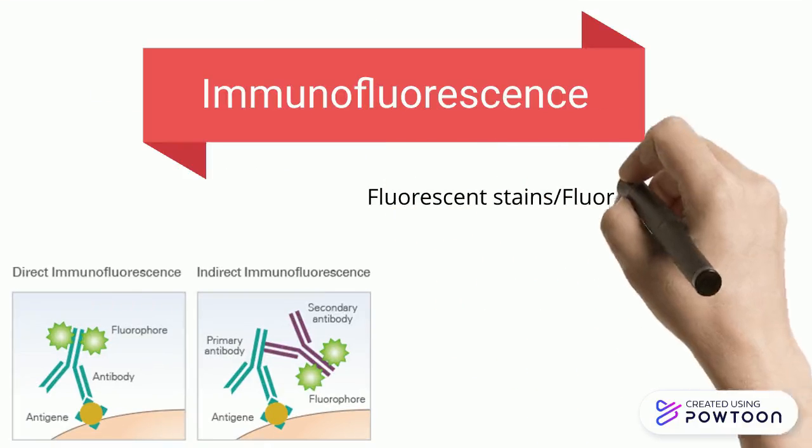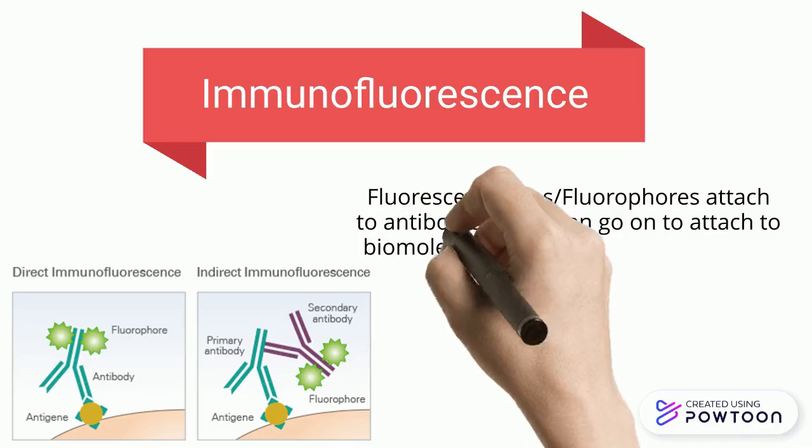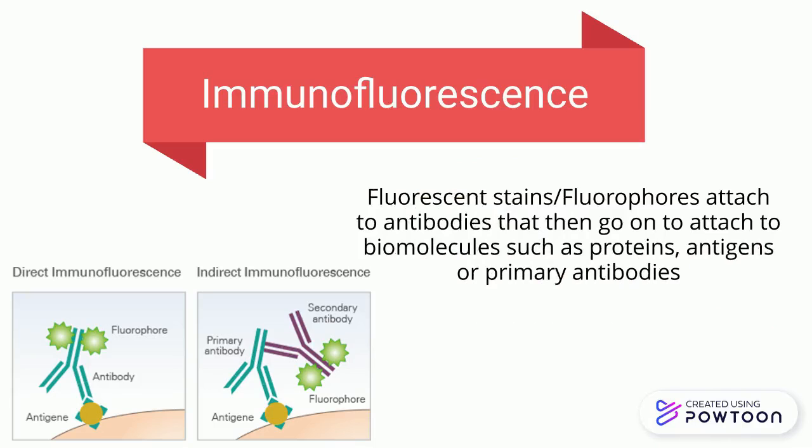Finally, immunofluorescence is when the fluorescent stains, also known as fluorophores, are attached to antibodies, which will then attach to proteins, small biomolecules, or primary antibodies. This is a more complicated way of performing fluorescence microscopy.